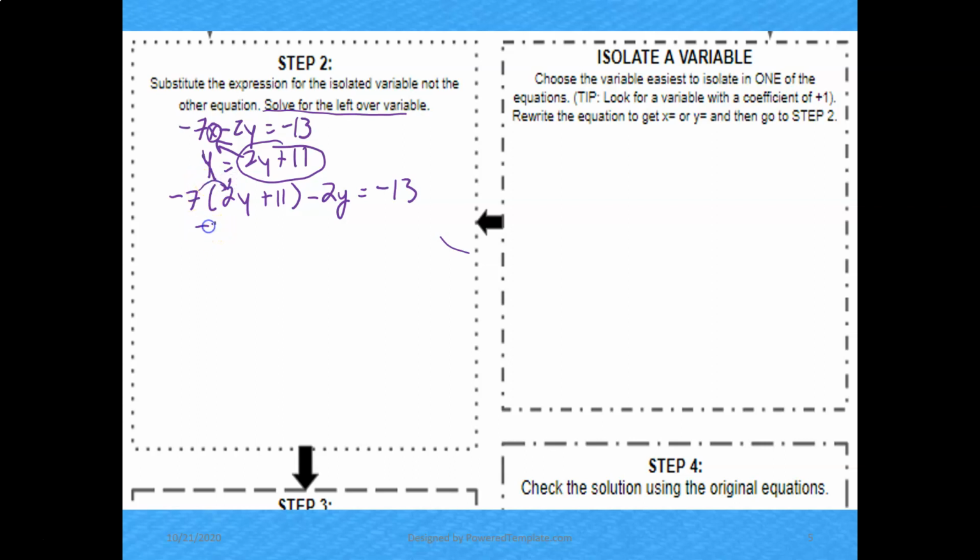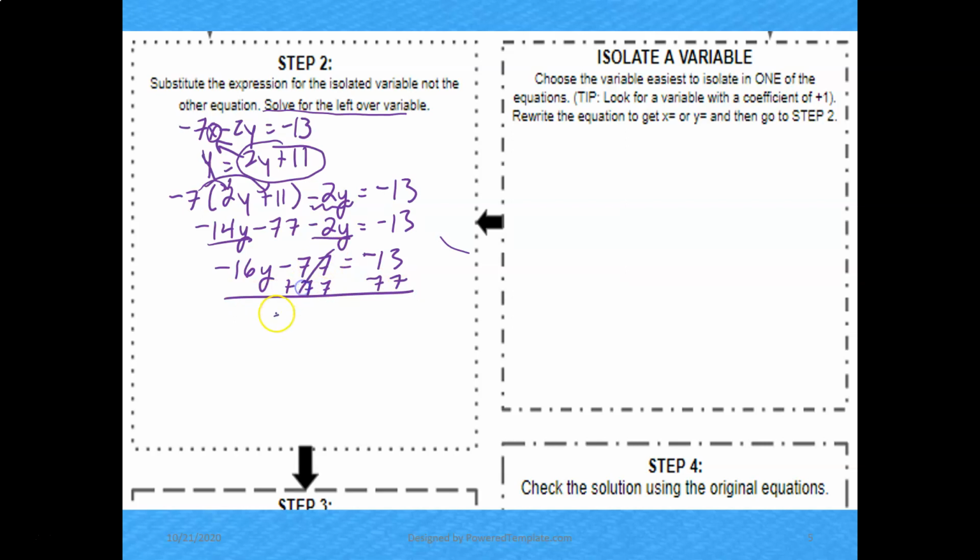If there's parentheses, we need to distribute. Negative 14y, negative 7 times 11 is minus 77. This is not inside parentheses, so I just bring it down, equals negative 13. Next, we need to combine like terms. Negative 14y minus 2y is negative 16y. Again, just bring down that negative 77. Okay, so we get all the y's together. Now we get this negative 16y by itself by moving the negative 77 to the other side. Negative 16y equals negative 13 plus 77, which was 64. And finally divide by negative 16, which gave me negative 4.